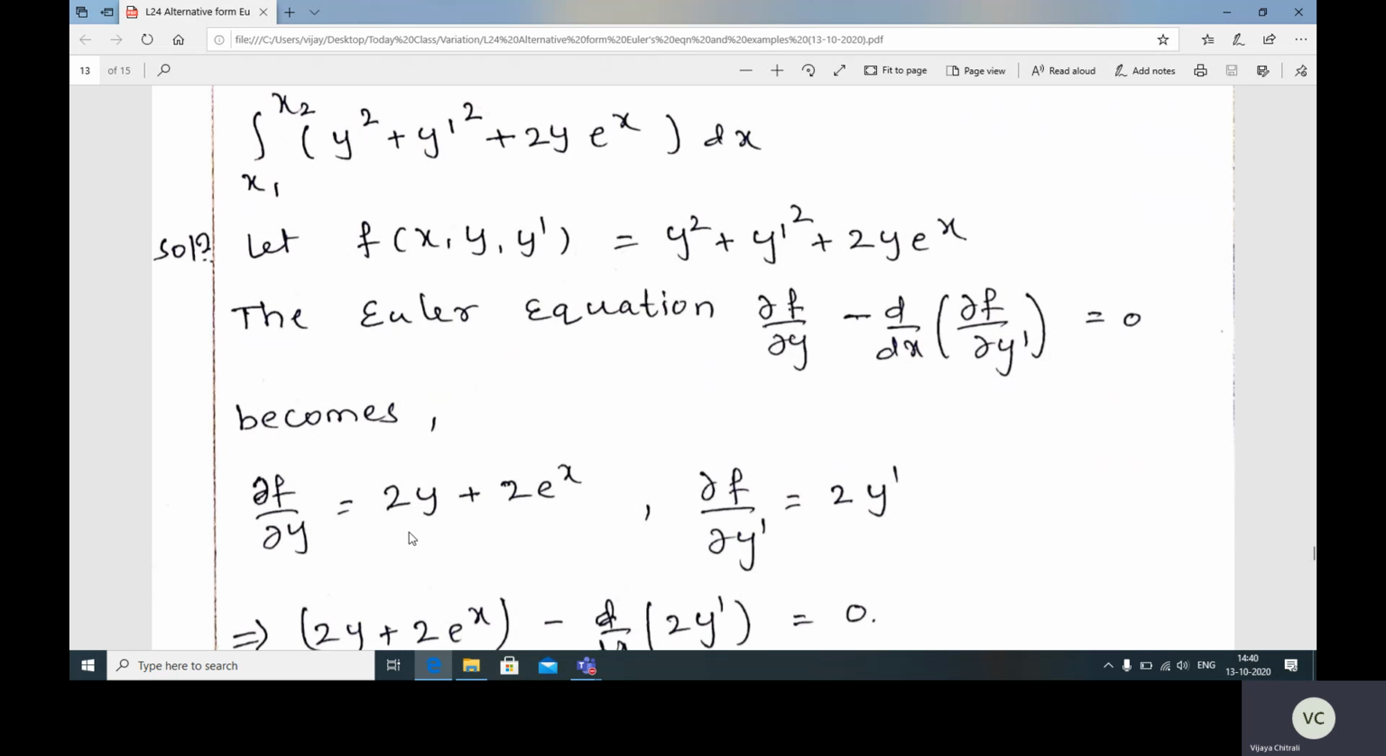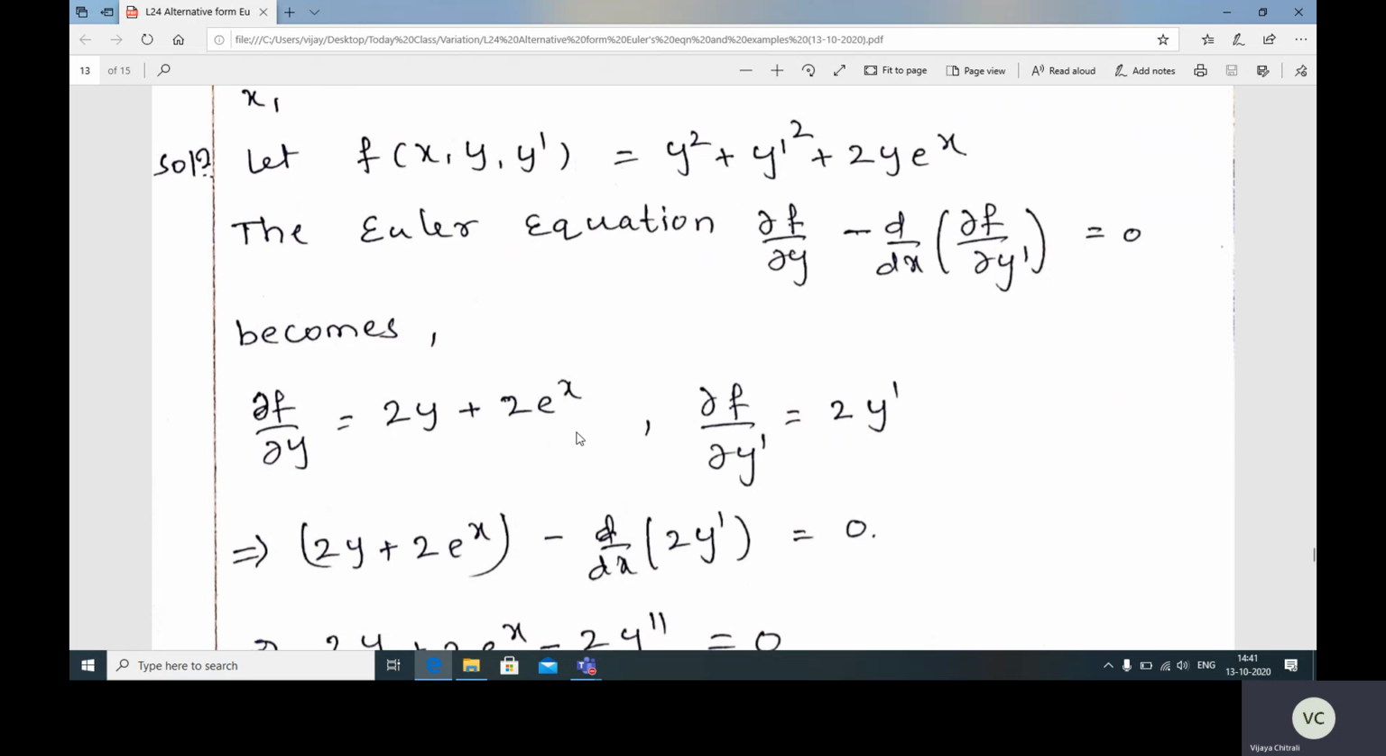Now dou f by dou y is equal to 2y plus 2e raised to x, meaning differentiate this with respect to y partially. Differentiation of y square with respect to y is 2y, and y dash is constant. Differentiation of constant is 0, plus 2 e raised to x is constant, and y with respect to y is 1. So we'll get dou f by dou y as 2y plus 2 e raised to x.